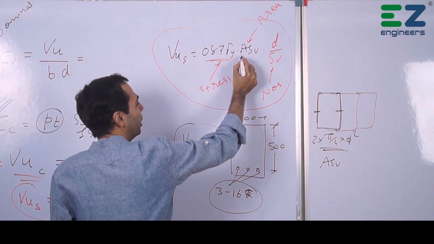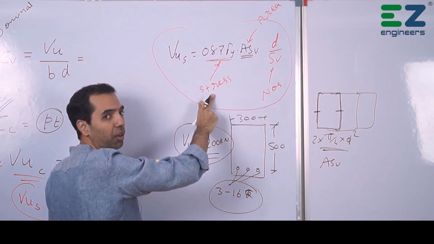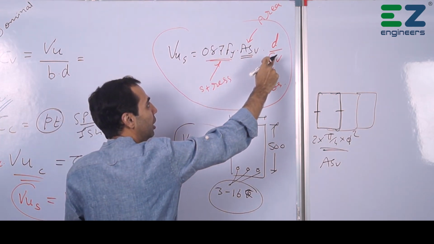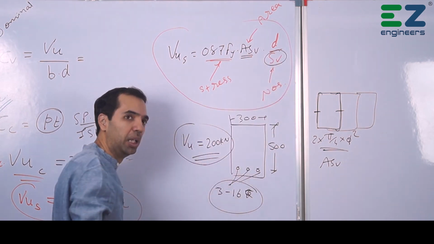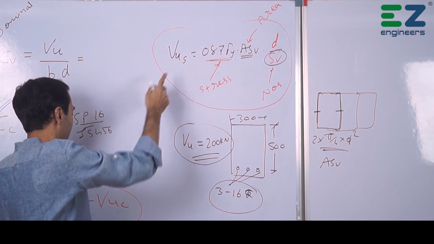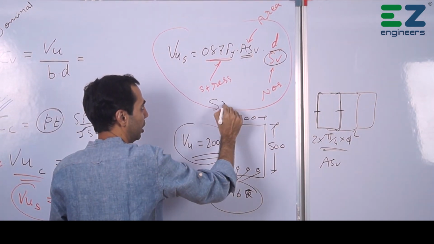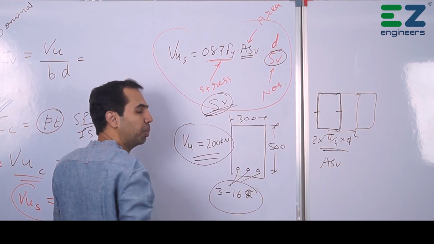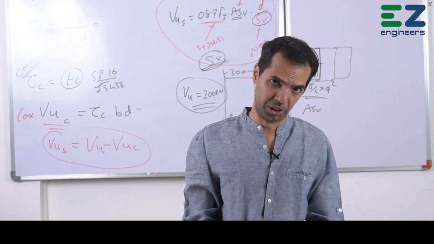Okay, so assuming the diameter of stirrups, we will get the ASV, 0.87 Fy we know, and d we know. So Sv will be unknown, Vus as we find out here. So we will get the spacing of the stirrups. That's how we will design the stirrups.